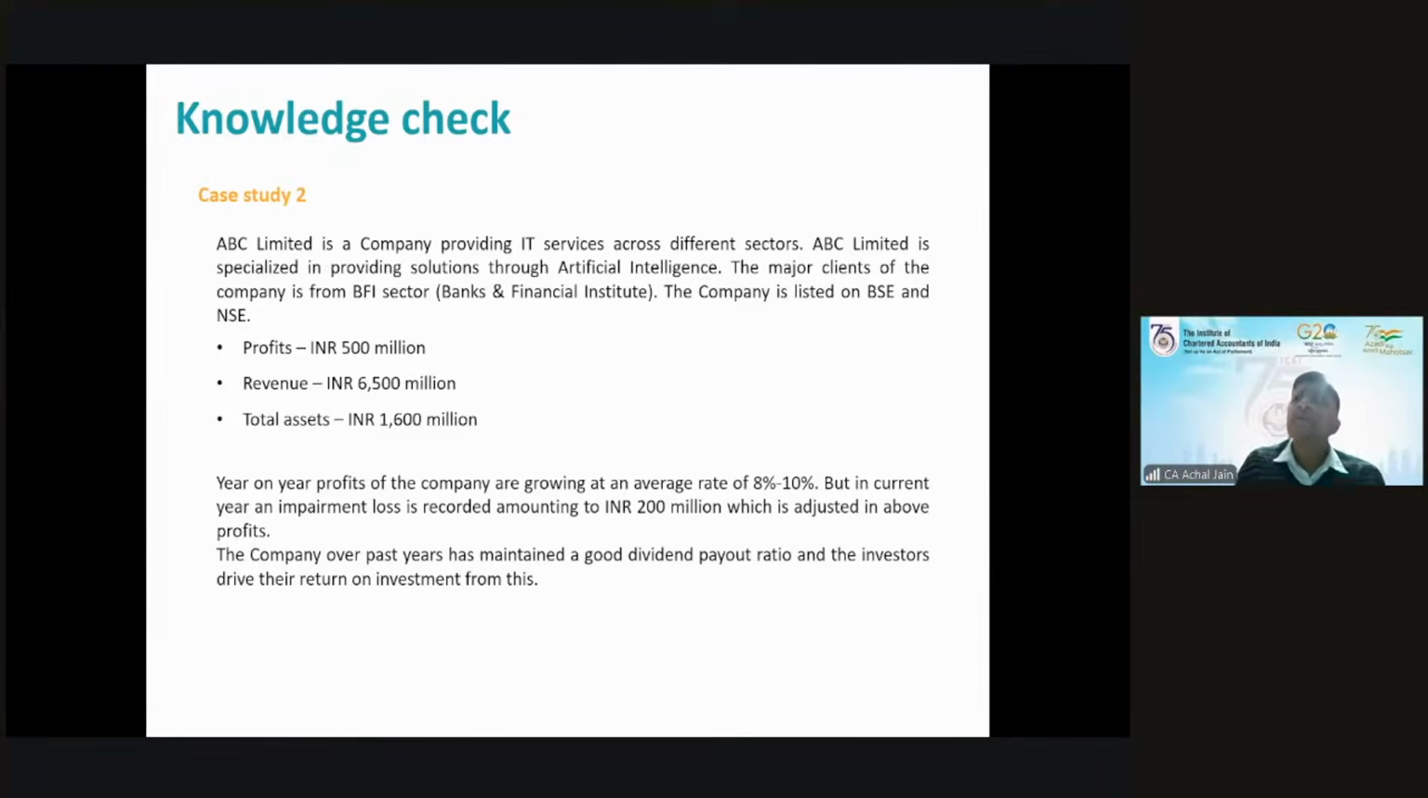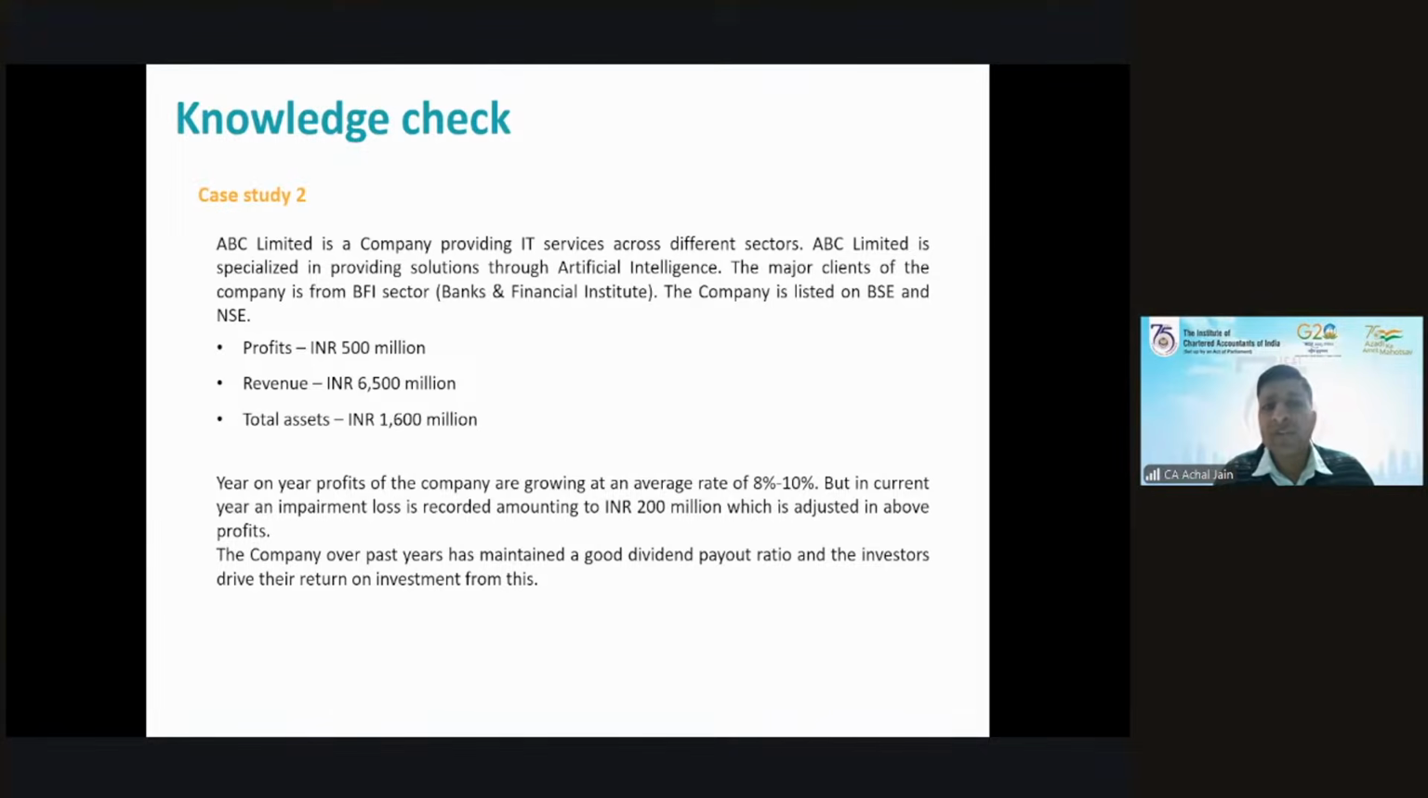Now what we can do is quickly look at this example. With the help of this example, we'll try to look at some of the questions around it. ABC is a company providing IT services across different sectors. The company specializes in providing solutions through AI. Major clients of the company are from the BFSI sector. The company is listed on the stock exchanges.